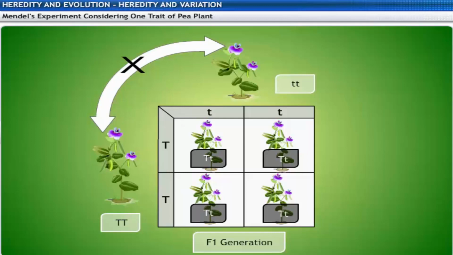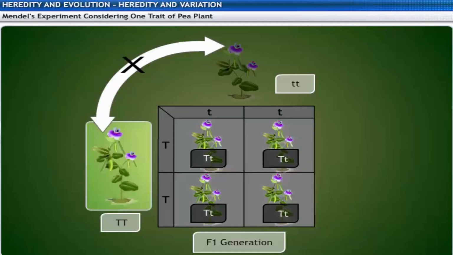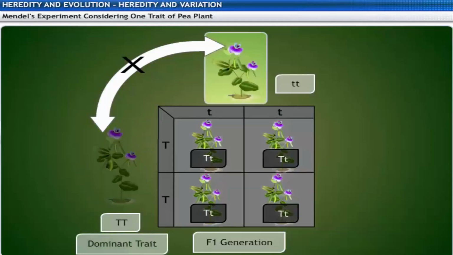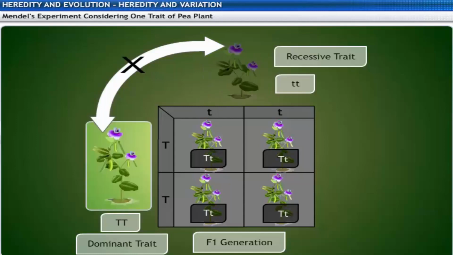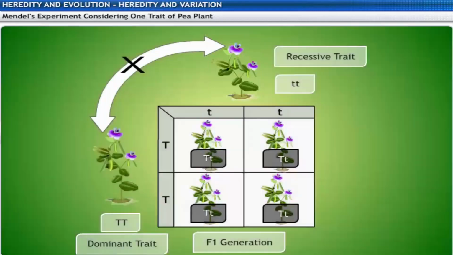progeny. In first generation or F1 progeny, all of the plants were tall. This means that only one of the parental traits was visible. The trait which is visible in F1 generation is called the dominant trait, and one which remains suppressed is known as the recessive trait. Here, tallness is the dominant trait and shortness is the recessive trait.